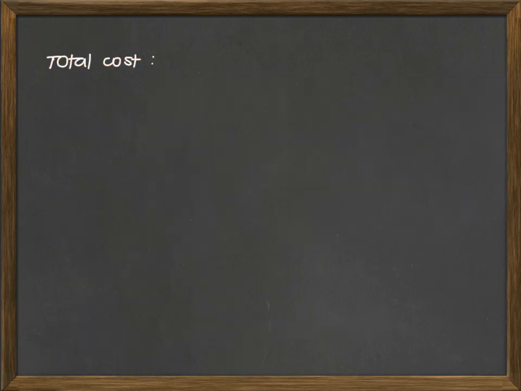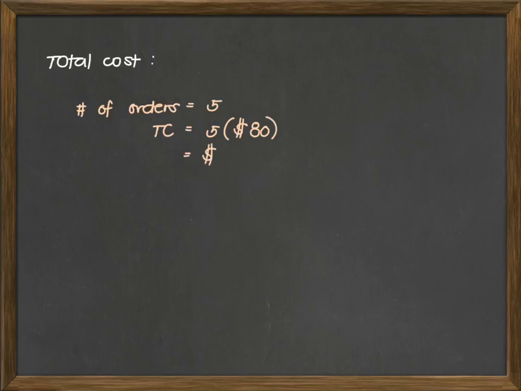Then, for our total cost, so yung ating number of orders is 5. So, therefore, yung ating total cost is simply 5 times the setup cost of $80, which is $400 for the entire production week. So, for 7 weeks daw, the cost of this lot sizing technique is $400.